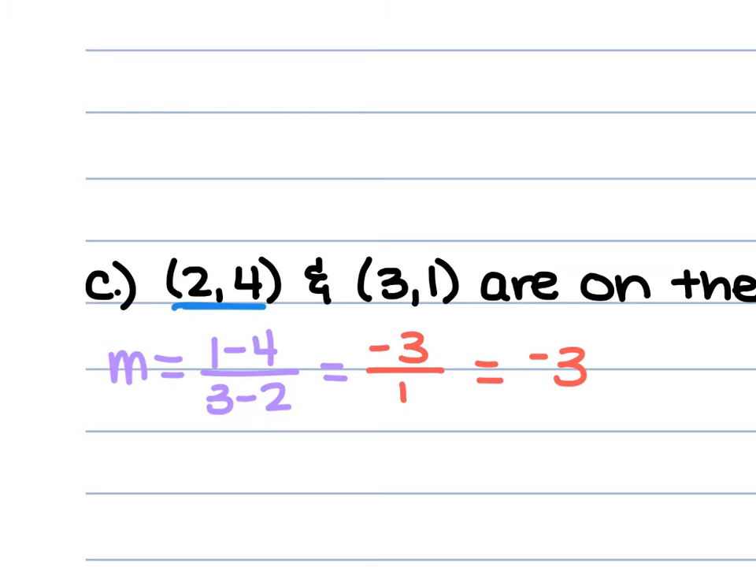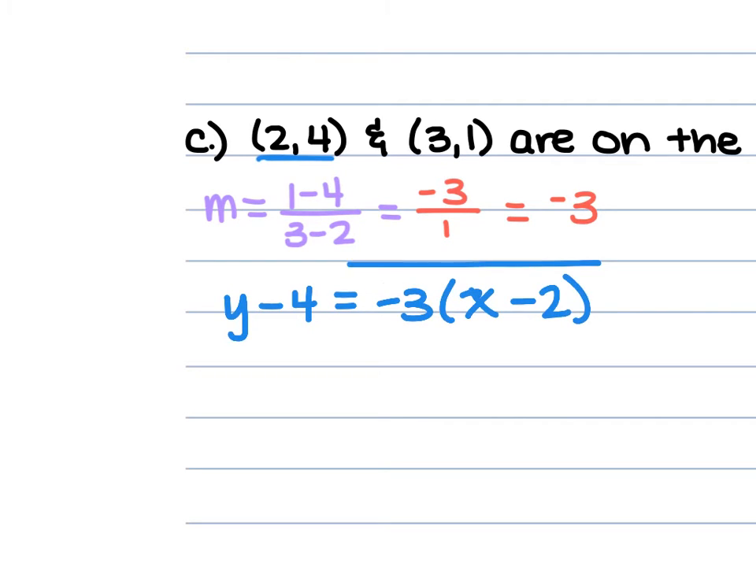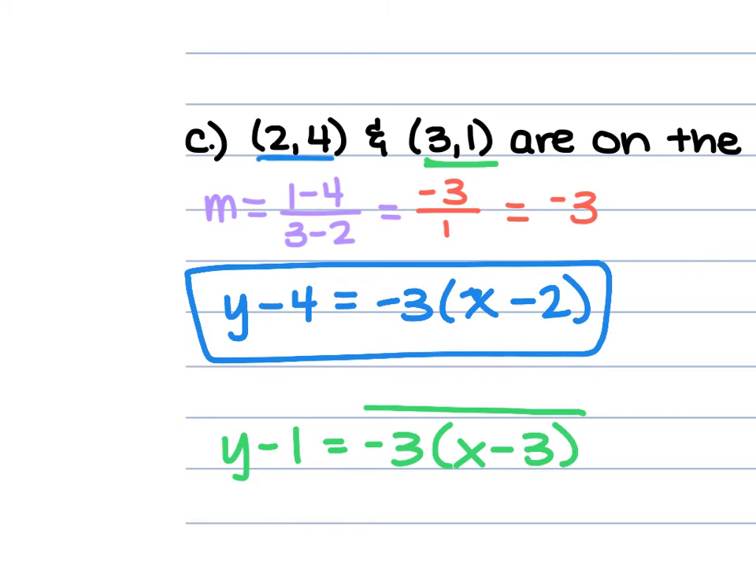If we use the (2, 4) for our first one, we're going to have y minus 4 is equal to negative 3 times x minus 2. If we used the (3, 1), we'd have y minus 1 is equal to negative 3 times x minus 3.